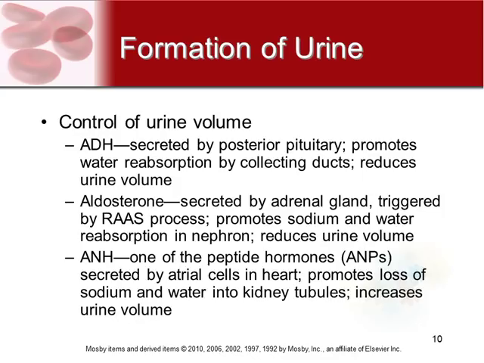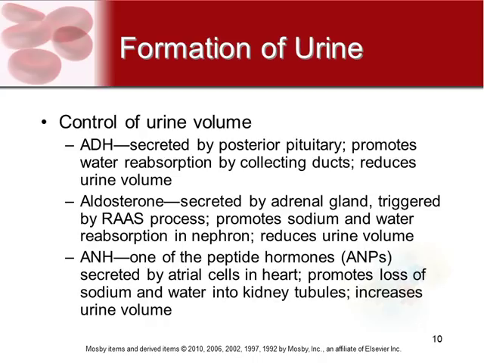So the formation of urine. The control of urine volume is controlled by a few hormones. We have ADH. ADH stands for anti-diuretic hormone. I think we mentioned this briefly earlier. So anti means it doesn't happen. Diuretic is something that makes you pee. So if it's an anti-diuretic, it's basically telling you not to pee. And that's secreted by your posterior pituitary gland, and that promotes the water to be reabsorbed in your kidney, so it reduces your urine volume.